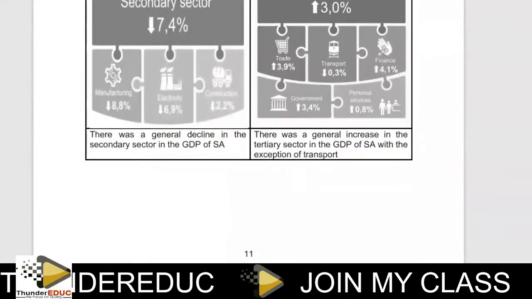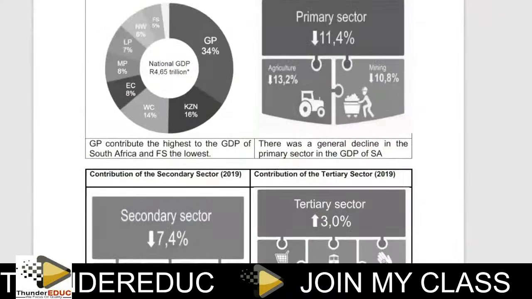Let us just try to analyze this graph. Look at this. You know very well that Gauteng is basically known for industries. So it contributes basically in that case. And that's why they are saying, according to this, it is the biggest contributor to the national grid, or to the economy of South Africa. So we understand that Gauteng contributes the highest to the GDP of South Africa, and the Free State contributes the lowest to the GDP according to this.